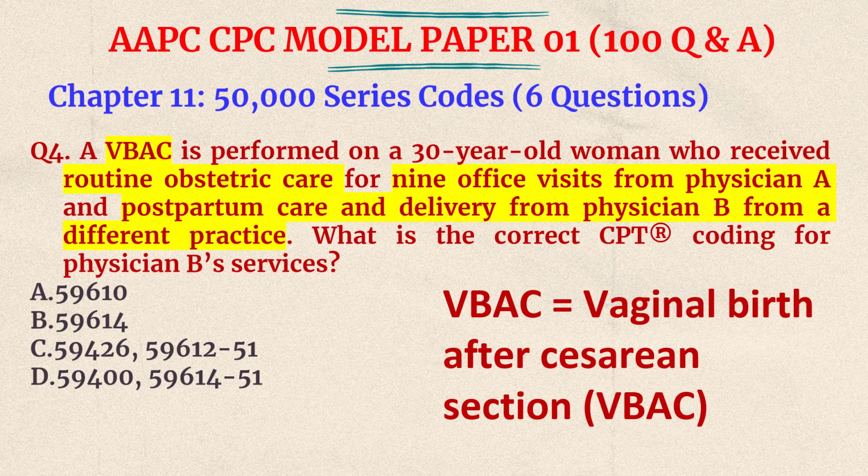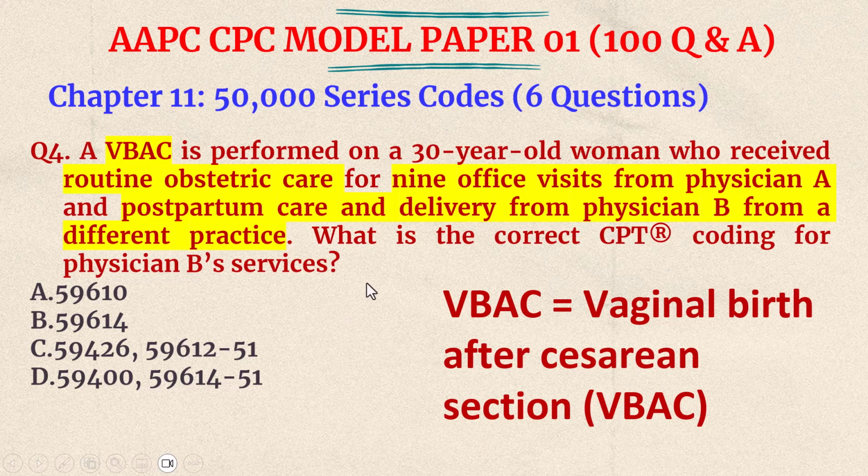VBAC is vaginal birth after cesarean section. Vaginal birth after cesarean section is called VBAC in short form. This VBAC is run after routine obstetric care of 9 office visits from physician A, and postpartum care and delivery from physician B from a different practice.